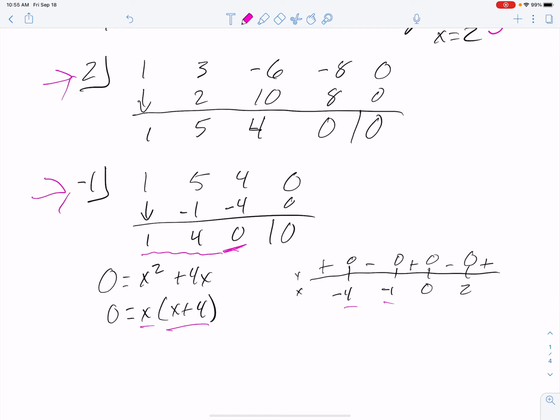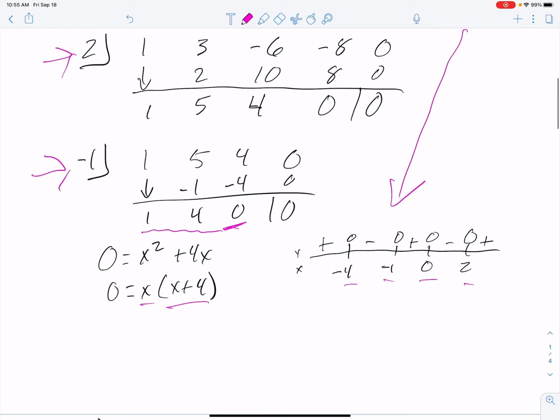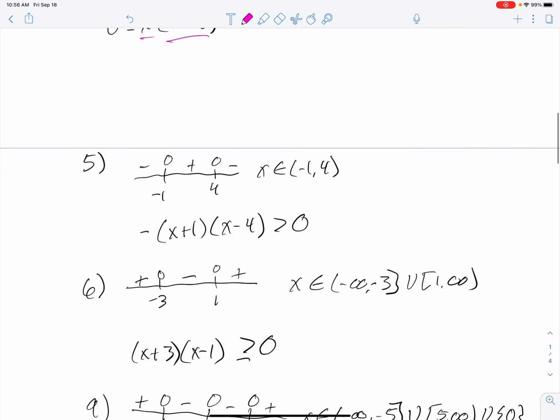Start my sign chart with my 3 zeros. Don't forget about the ones that I gave you. And again, like that last one, if you're using the shortcut, positive lead coefficient, fourth degree polynomial, so my furthest right sign must be positive, and since I got the 4 different zeros, my sign would alternate every time. Again, you're always welcome to check values.